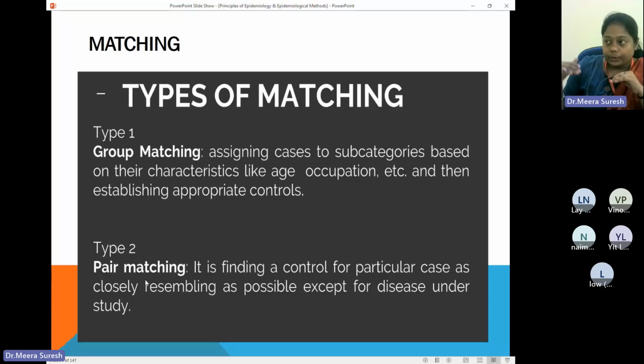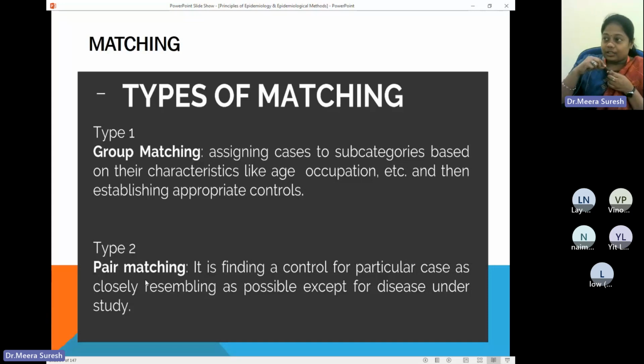So that is how you do the matching. Either you can go for a group matching, or you can go for a pair matching. Pair matching is okay if the number of cases you are studying is very small. But it is not okay if you are selecting 3,000 people, for example, for your study. For 3,000 people, you would need to find 3,000 pairs. It is not easy. That is why the selection of controls becomes very difficult in a case control study.